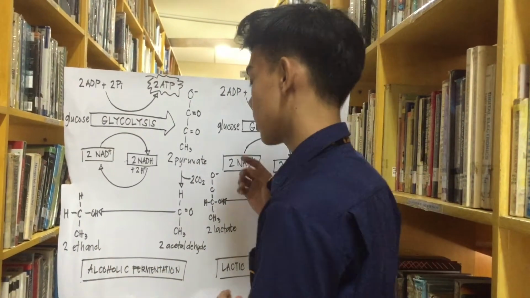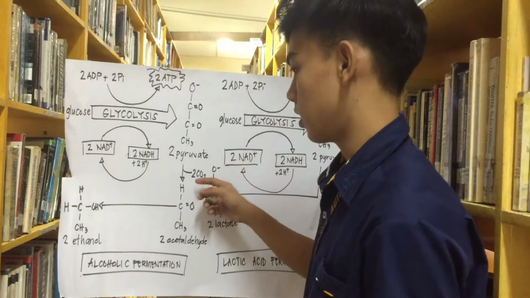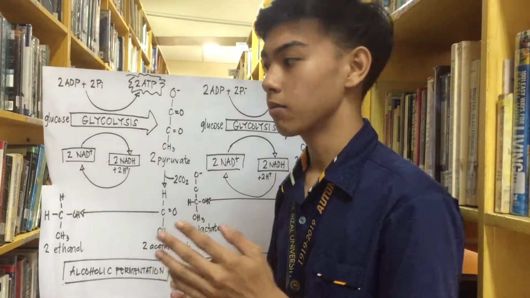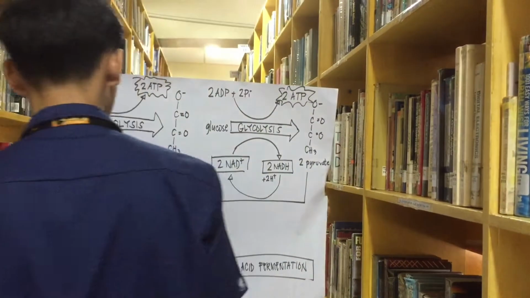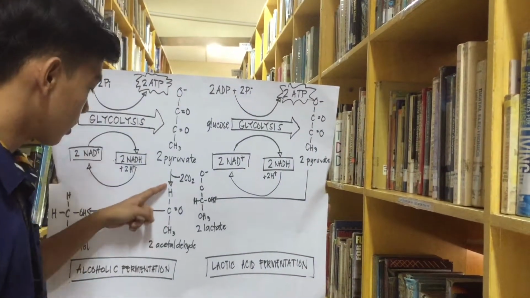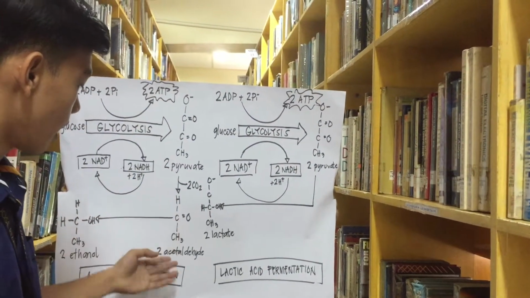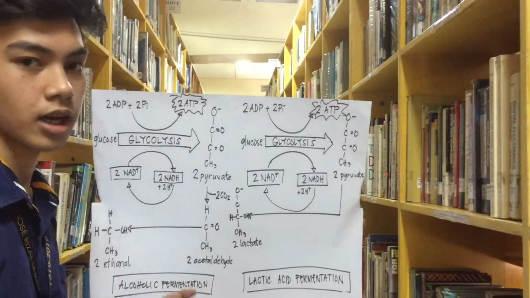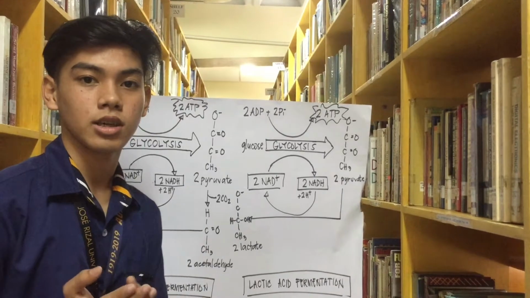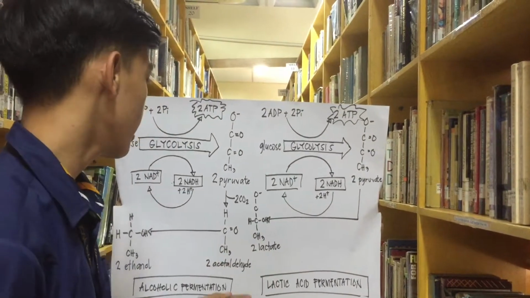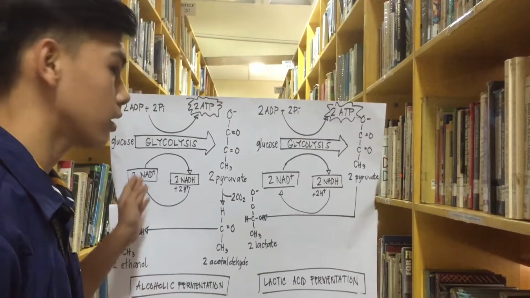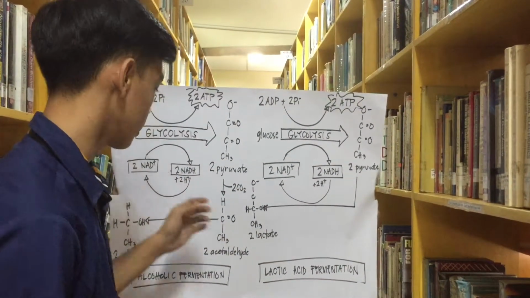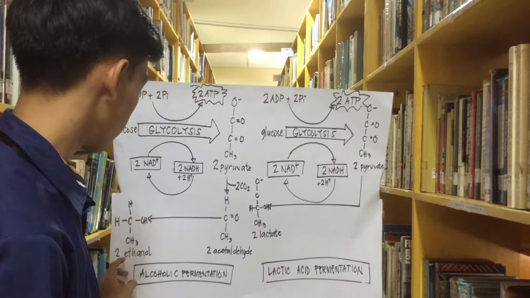What's happening here is decarboxylation, which will remove the carbon dioxide molecule, and it will change into acetaldehyde. The acetaldehyde will now be reduced by the NADH, which will lead to NAD+, that will sustain and continuously do this process. So that's it. The product will be the ethanol.